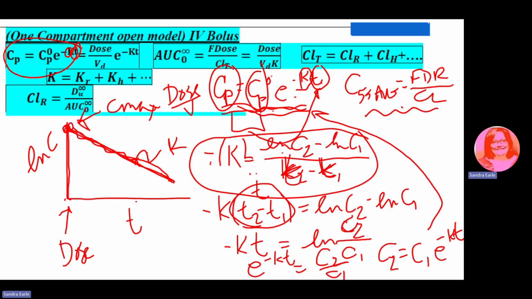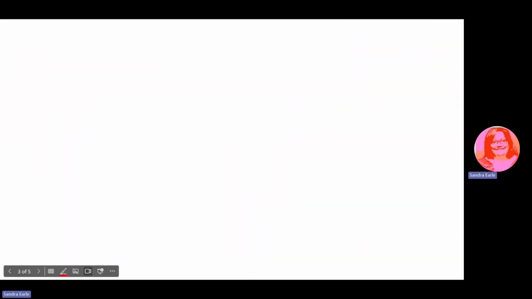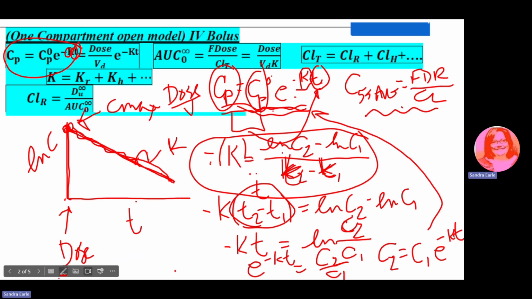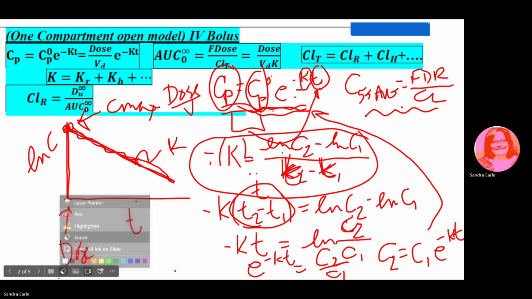I also don't want you to be freaked out by this part of the equation here. All that represents is the fraction of drug remaining at time t. It's just the fraction of drug remaining at time t. So if you multiply that times where you started, that gives you where you're at now, t time later. Okay, so don't get freaked out by this e stuff. I think it freaks people out.